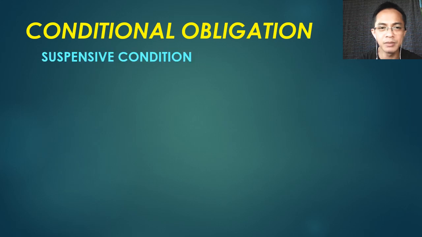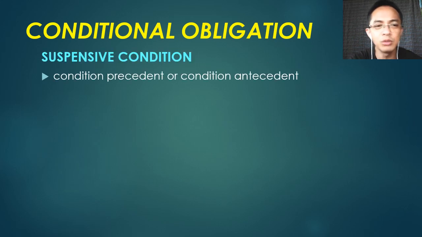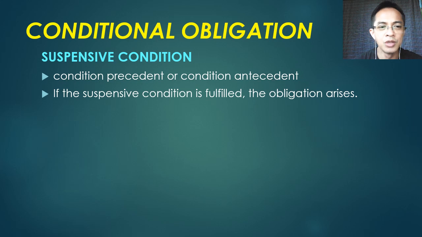Unahin natin ang suspensive class. Suspensive is also called condition precedent. Pre means before, or condition antecedent meaning ante means before. So, pareha lang yan sila. Synonymous. So, if the suspensive condition is fulfilled, the obligation arises. Okay. Sa umpisa class, wala pang obligation, pero pagka nangyari yung condition, magkakaroon na ng obligation.